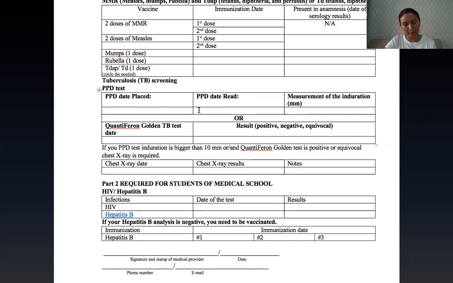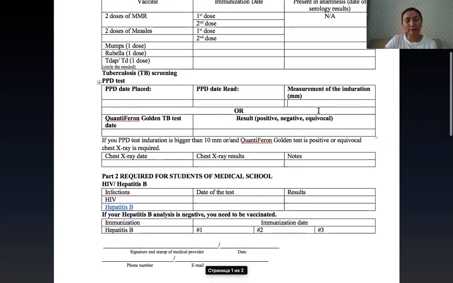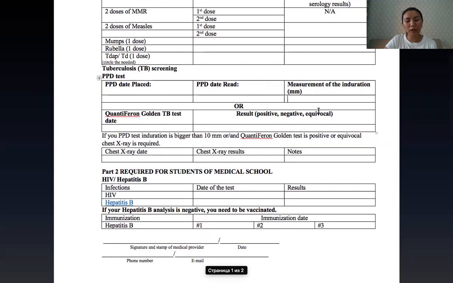So basically, after 3 days, the PPD test is read by medical providers. And here, the medical provider also needs to indicate the size of the induration. And if it's more than 10 millimeters, then you need to undergo the following steps. It might be either a QuantiFERON Gold test, or a chest X-ray, or both. And I will explain why.